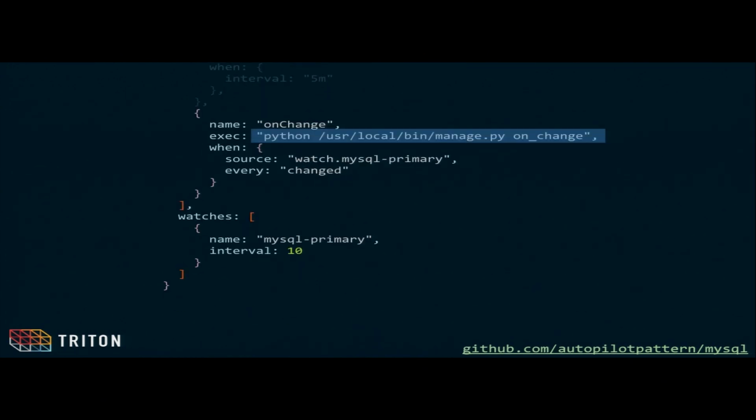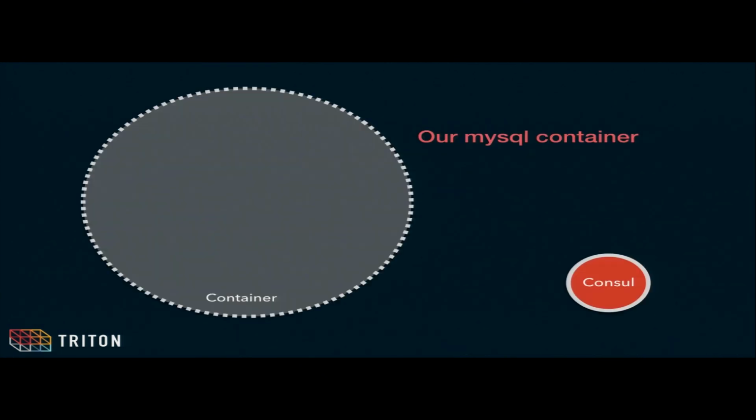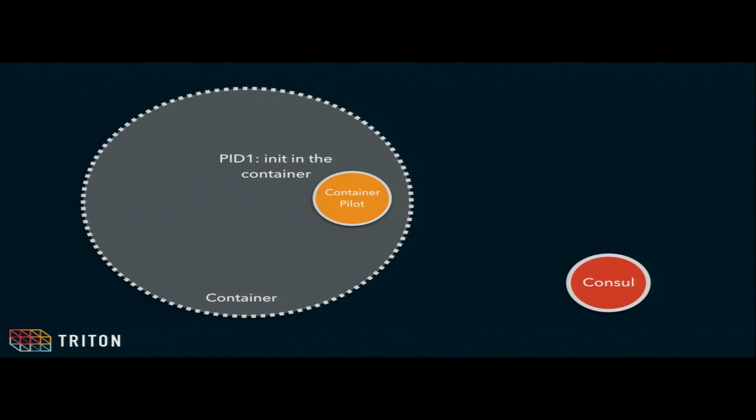And then for watches, we're going to watch for a MySQL primary service. And when that changes, we're going to run this onChange handler. All right, so let's look at our MySQL container. So we've got container, console. Container pilot is PID1 in the container.